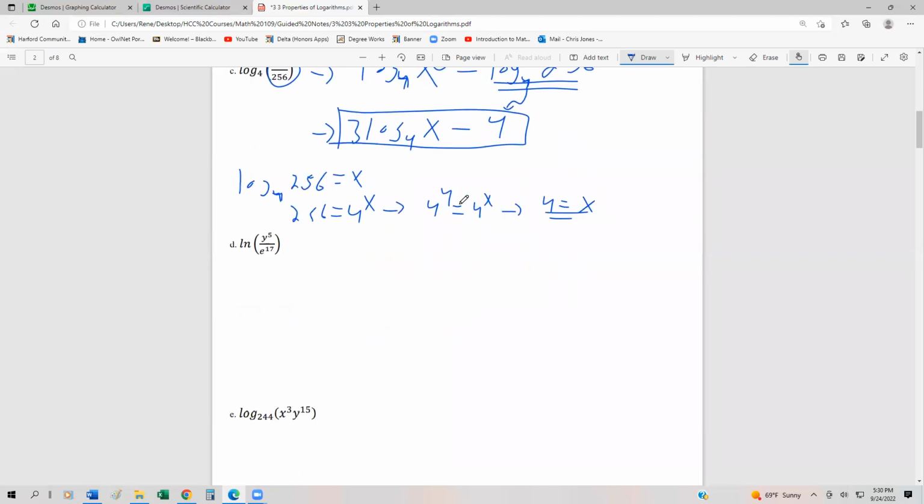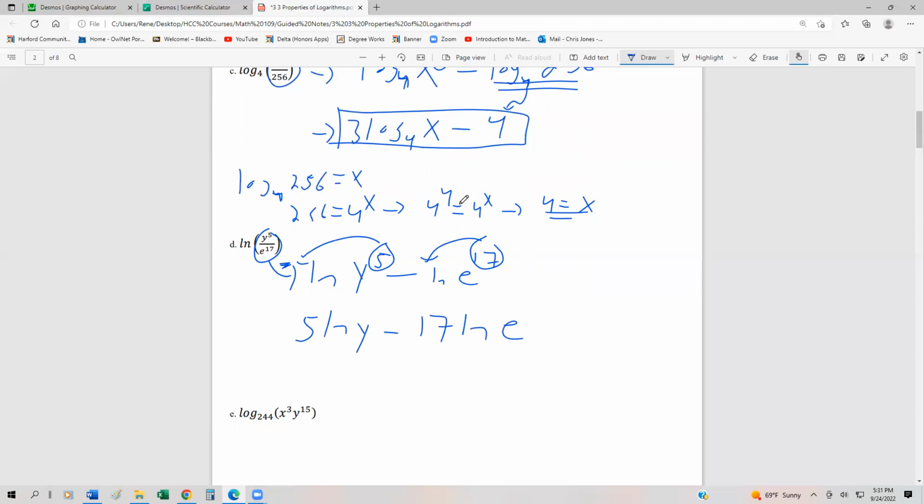We would have this again, subtraction, but a natural log. So now this becomes the natural log of y to the fifth. Since we're dividing, it's a minus, so that'll be minus natural log of e to the 17th. We can use that exponent rule, and the 5 and the 17 can move in front. So we would get 5 natural log of y minus 17 natural log of e. You probably remember from previous lessons that ln and e are inverses of one another. The ln of e is 1, so we can write this as 5 natural log of y minus 17.